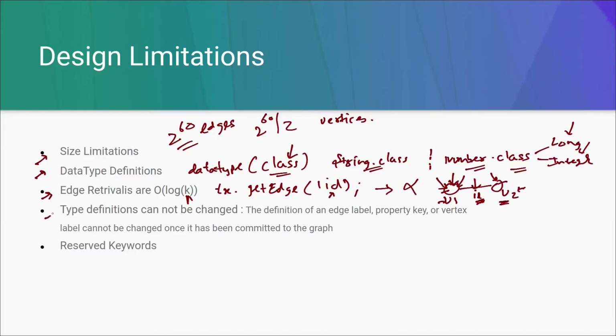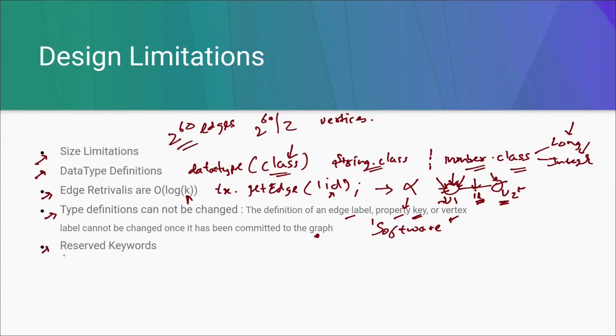The next limitation is that type definition cannot be changed. It states that if we define an edge label, a property key, or a vertex label and commit those changes into a graph, we cannot change them further. For example, if I have created an edge label, namely software, this particular edge label will reside in the graph forever. You cannot update it or remove it. For property keys, JanusGraph has given us a functionality to rename a key, but removing a key is not available till now.